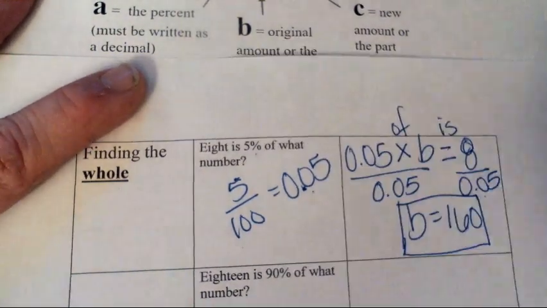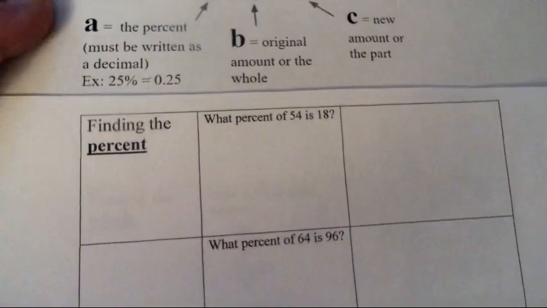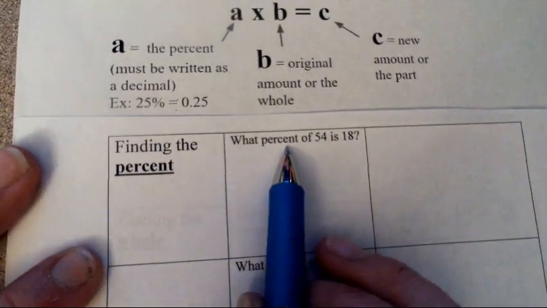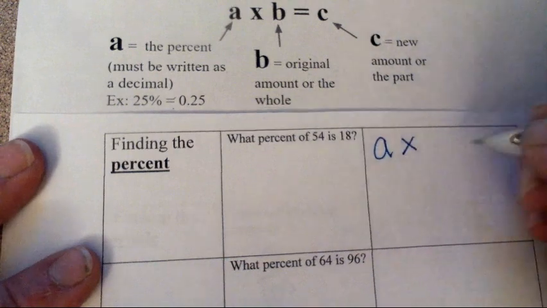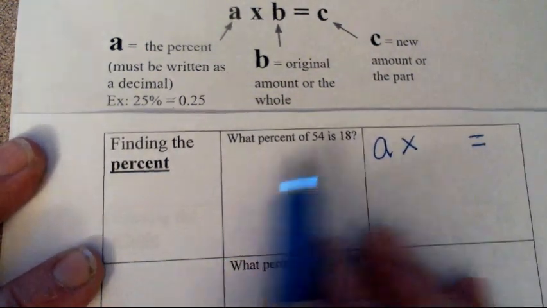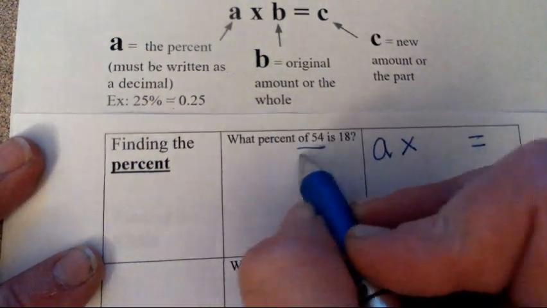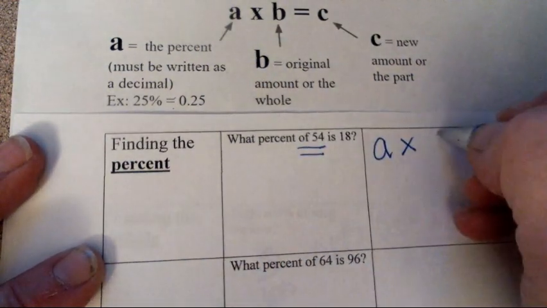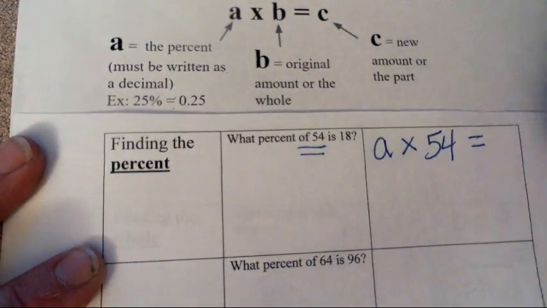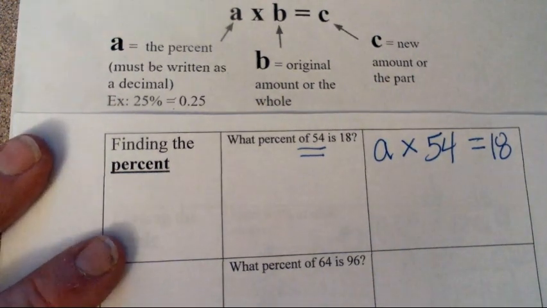The last one is the hardest, I think, and that would be finding the percent. The equation's easy to set up because it says right there in the front, we're missing the percent, we're missing A. So we have A times something equals something. We just have to figure out what's the B, what's the C. The B is the original or the whole. And a lot of times you see the word of before it. What percent of 54, we put that in place of B, is 18? Then we solve just like last time.